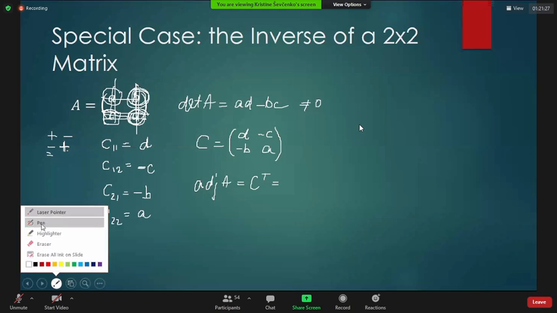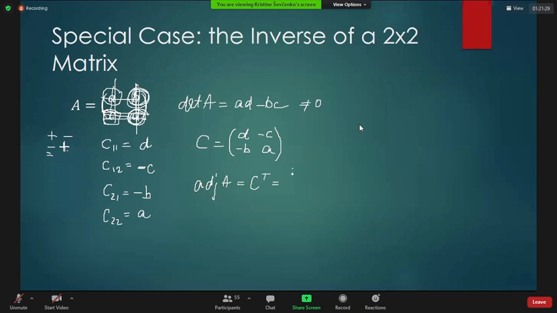Okay, let's go back to pen. And so we have D where it was, A where it was. Now these two flip places: minus B, minus C. This is the adjoint matrix. And so for the inverse matrix, we only need to do 1 divided by the determinant times this: D, minus B, minus C, A.